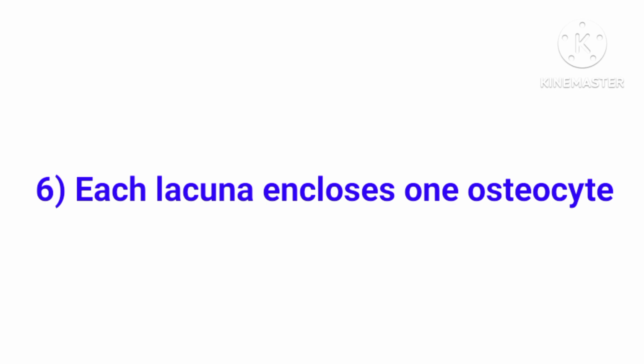Each lacuna encloses one osteocyte. One osteocyte means a lacuna never contains more than one osteocyte. Each lacuna contains one osteocyte. Major bone cells are known as osteocytes.